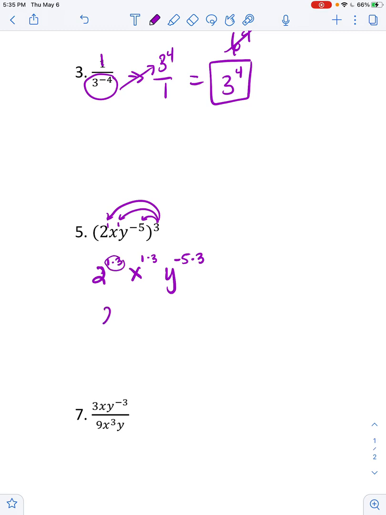Here, I end up with 2 to the third. Here, I end up with x to the third. And here, I'm still multiplying. I get y to the negative 15.